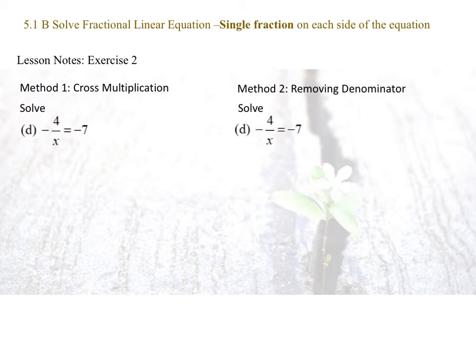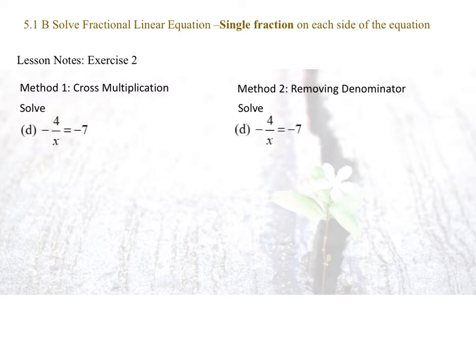Let's turn to your notes, Chapter 5, Part 1. Look for exercise 2, okay, and the following questions. This is where we left off from our last lesson, right? Now, the objective for this part of the topic is that I must have a single fraction on each side of the equation, and I try to use the method of cross multiplication. So now let's take a look at exercise 2D.